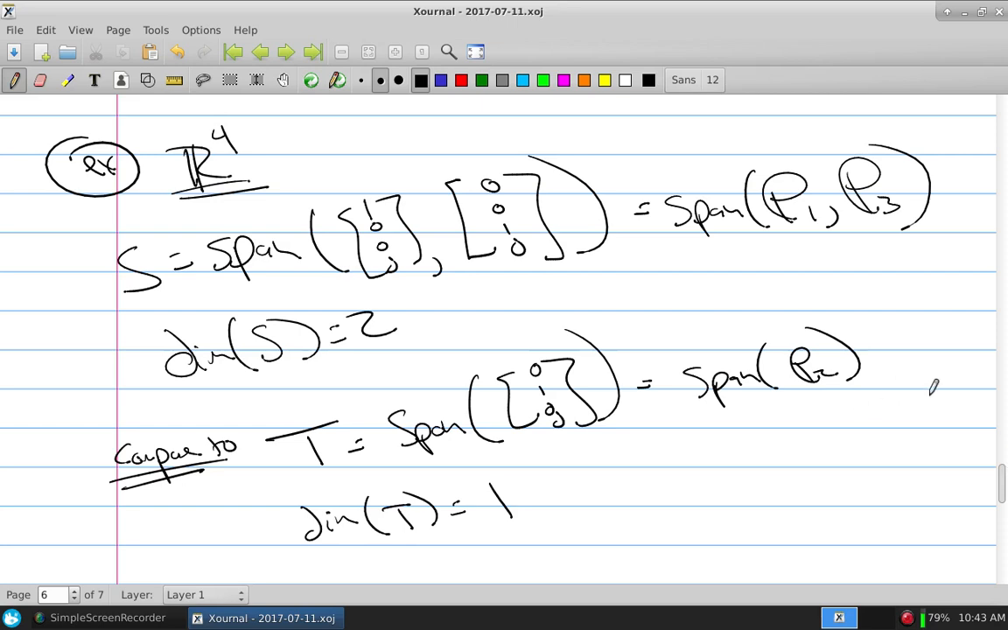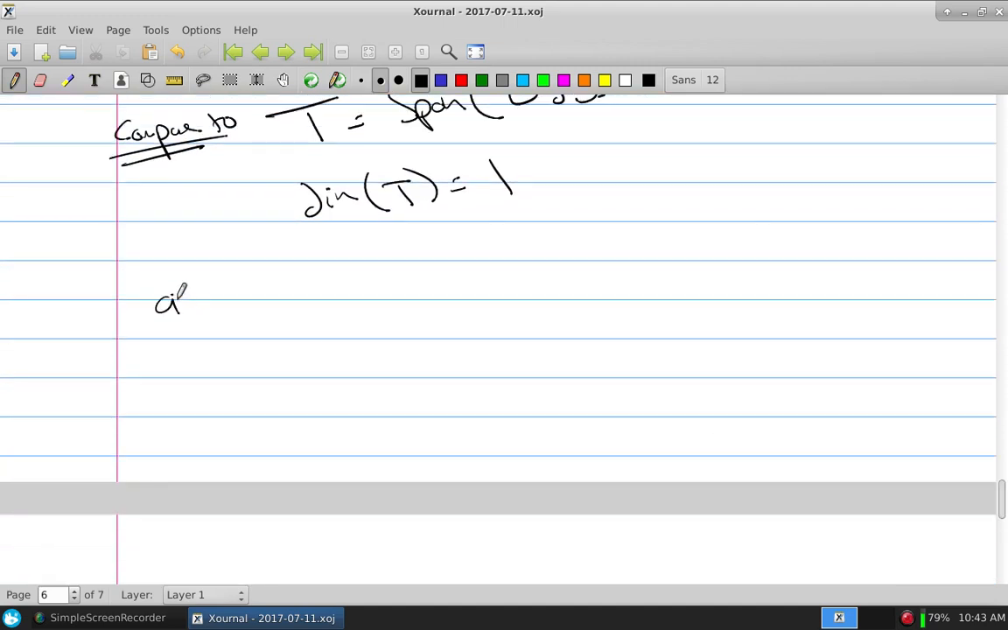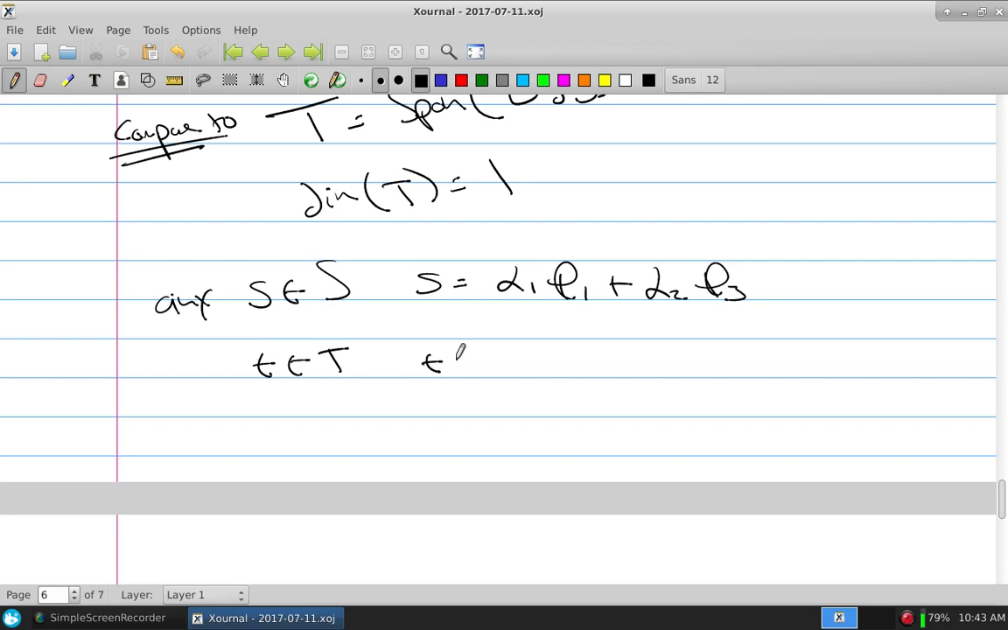Now, any little s that's in S looks like what? S is going to be something times E1 plus something times E3. And any t that's in T is going to look like what? Something times E2. Instead of the alphas, maybe I'll just use A, Bs, and Cs. Something, something, something, right? Kind of seems an odd way of looking at this, but that's fine.